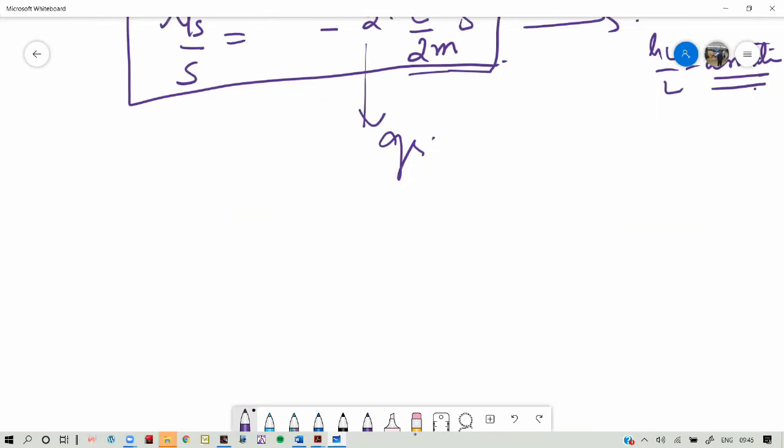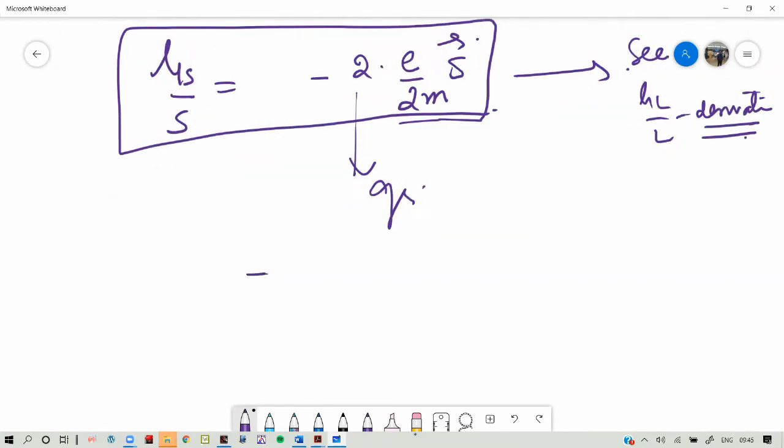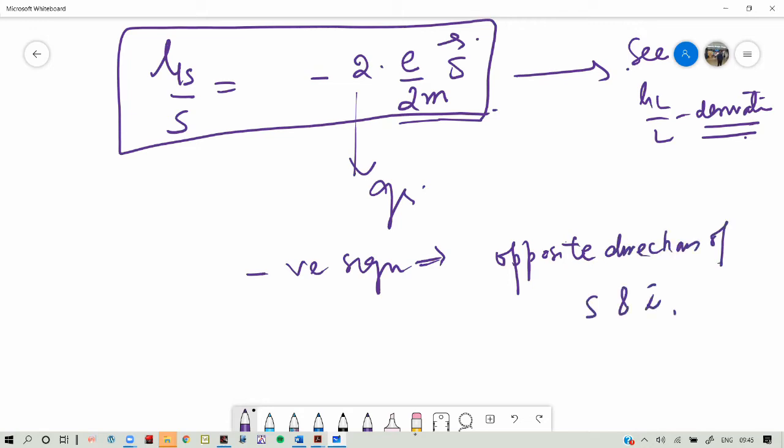Minus sign here again. Minus means a negative sign, which gives us opposite directions of S and mu S. These are vector quantities. So GS is the spin g factor.